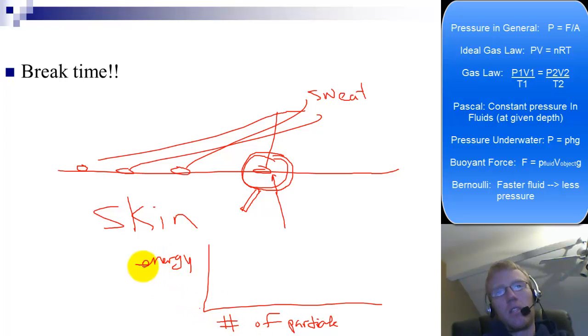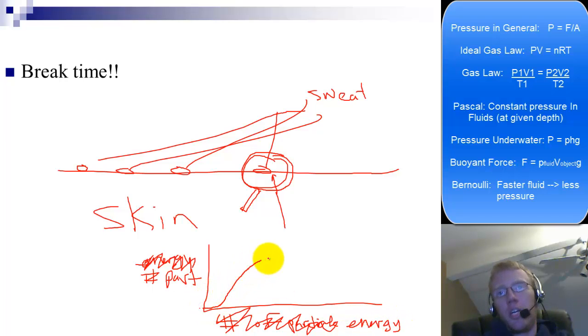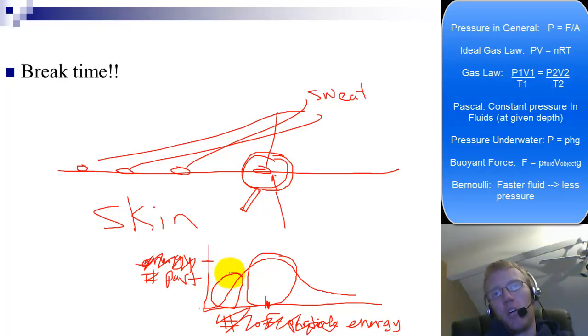Oh, I got those backwards. Sorry. The number of particles and energy. I apologize. It makes what's called a bell-shaped curve, which means right in the middle, you've got lots and lots of particles that have kind of an average or middle amount of energy. You've got a few particles that have low energy, which means they're not moving very fast, and you have a few particles that have a lot of energy, which means they're moving very, very rapidly. So these guys right here are the ones that escape.